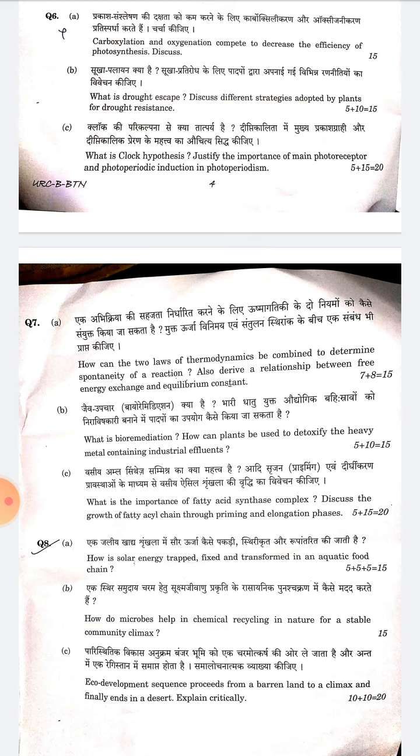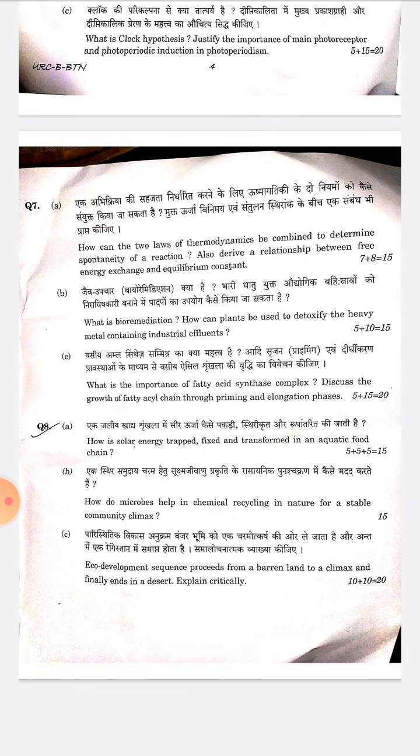And now we move on to question number 8. How is solar energy trapped, fixed and transformed in an aquatic food chain? And B: how do microbes help in chemical recycling in nature for a stable community climax? And C: does the ecological development sequence proceed from a barren land to a climax and finally end in a desert? Explain critically. So these are the optional subject Botany Paper 1 and Paper 2.